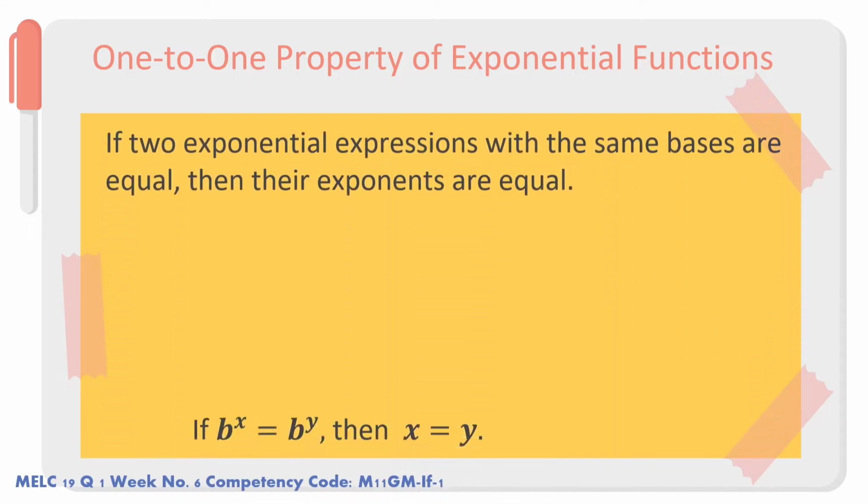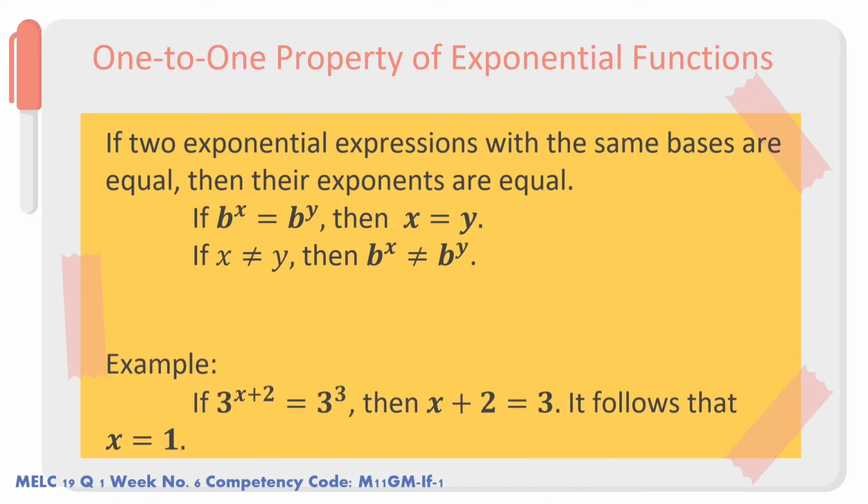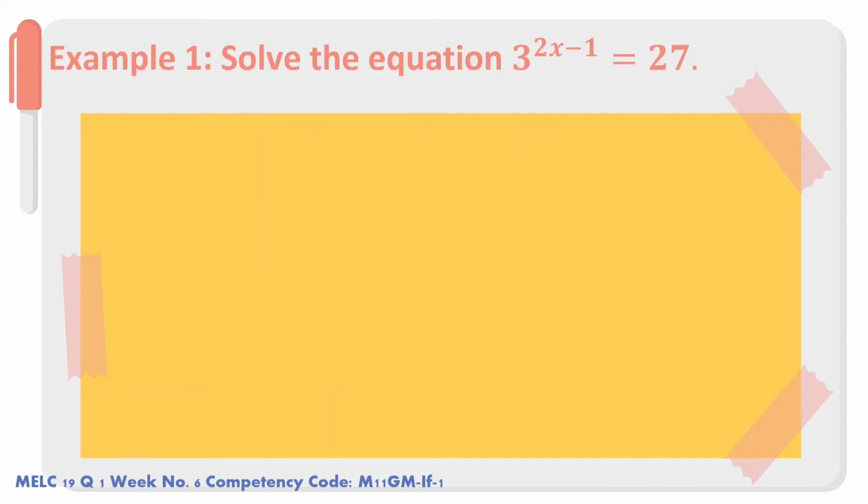that if b raised to x equals b raised to y, then we can say that the exponents are equal. Same thing with x is not equal to y, then b raised to x is not equal to b raised to y. For example, if 3 raised to x plus 2 equals 3 cubed, then x plus 2 equals 3. It follows that x equals 1. Let us use the property in solving example number 1.